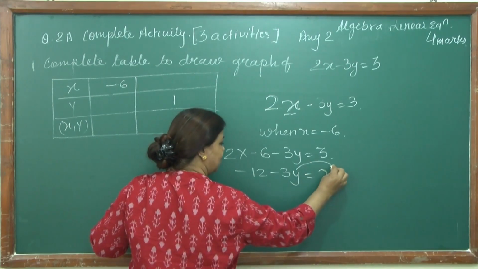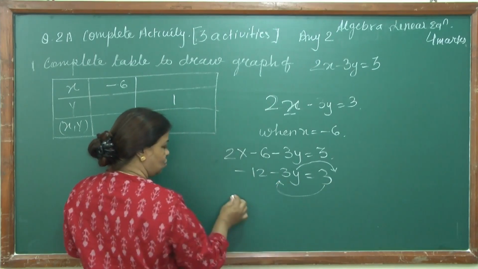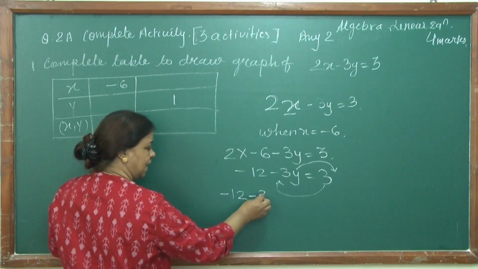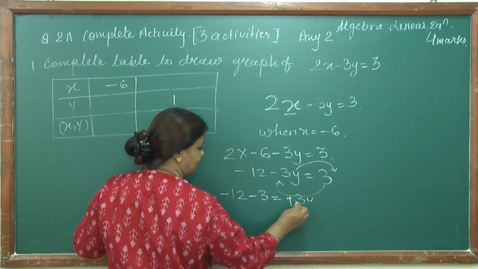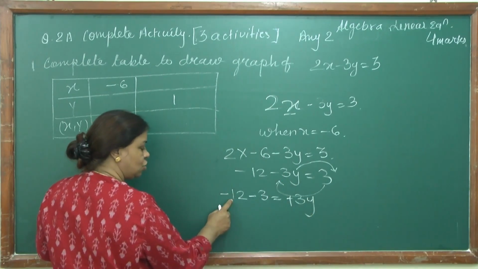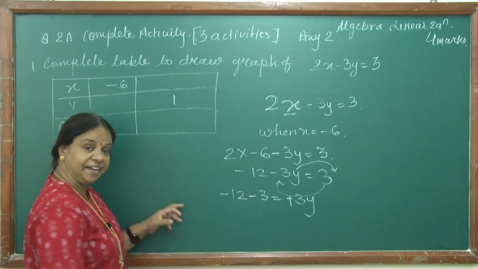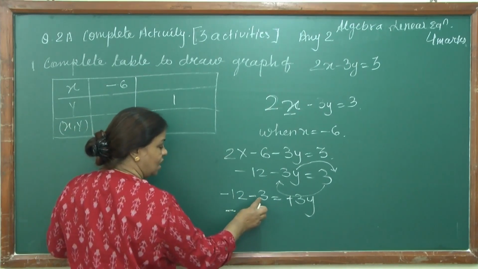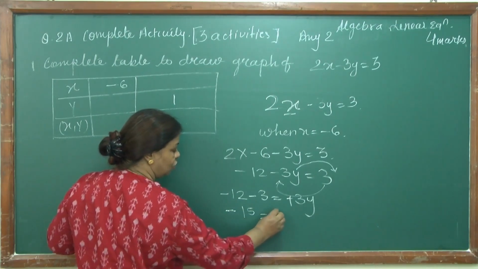Let me take 3y this side as it is minus, and 3 this side. So what will I get? -12 minus 3 is equal to minus 3y plus 3y. See, it is minus, it will go that side, it will become plus. -12 and -3 both are minus children, so they will be added. What will be the sign? Sign will be minus. 12 and 3 is 15 and sign will be minus, which is equal to 3y.